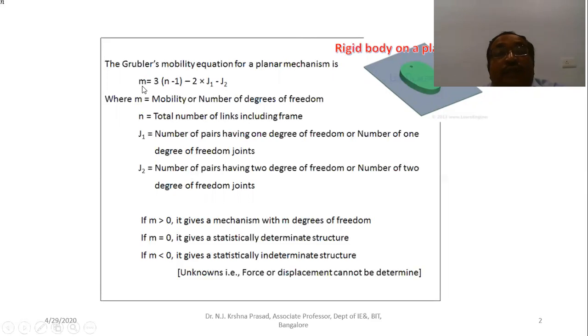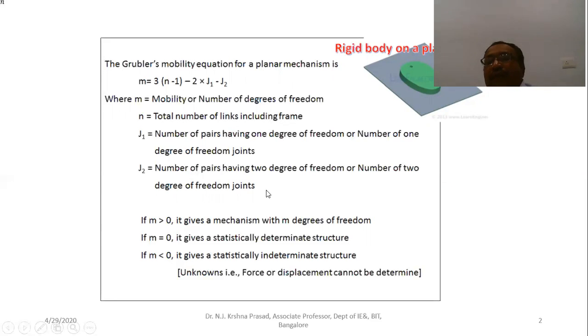to find out the degree of freedom, where m is the mobility or number of degrees of freedom, j1 is the number of pairs having 1 degree of freedom or number of 1 degree of freedom joints, j2 is the number of pairs having 2 degrees of freedom or number of 2 degree of freedom joints.